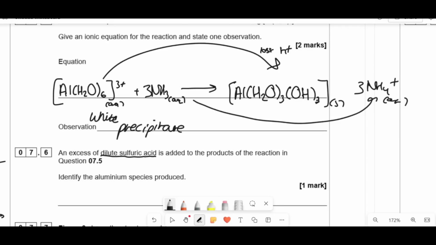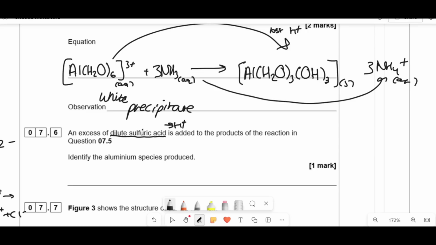Here, it's saying you're adding an excess of sulfuric acid to the products of this reaction, to this and this. Now, sulfuric acid, remember, puts out H pluses. So it's not really going to do anything with this because this has too many H pluses. This is technically an acid because it can lose them to go back there. So it's not going to do anything with this. It's going to do something with this.